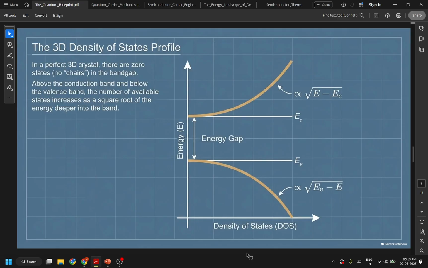So we see that the density of states is proportional to the square root of energy. And if we plot it, in a perfect crystal there are no states, that is, no seats in the band gap. Above the conduction band edge and below the valence band edge, the number of available states increases as the square root of the energy deeper into the band. We take the conduction band minimum or the valence band maximum as the zero energy point, and from there we go deeper into the band.